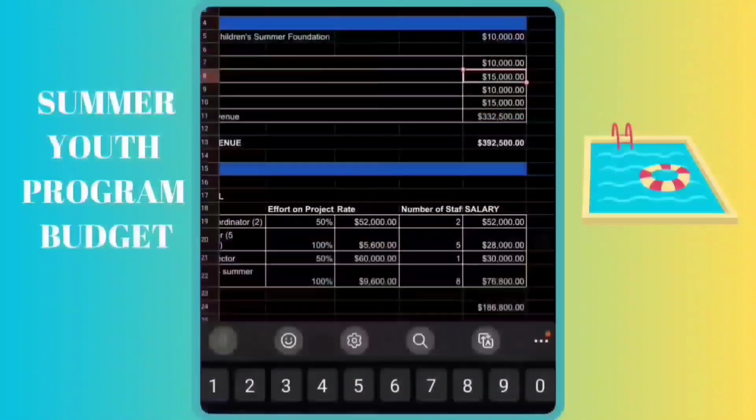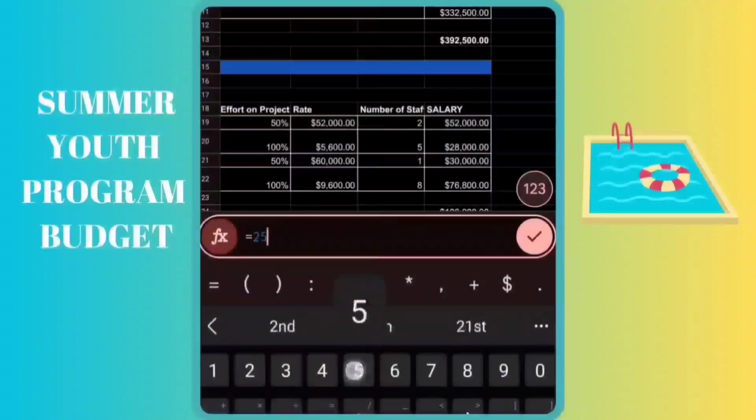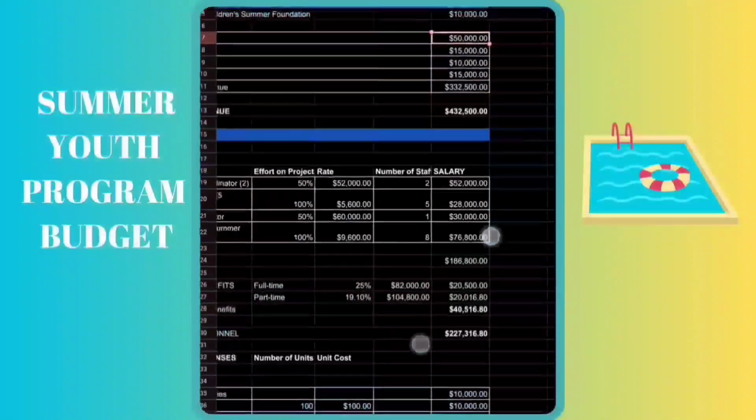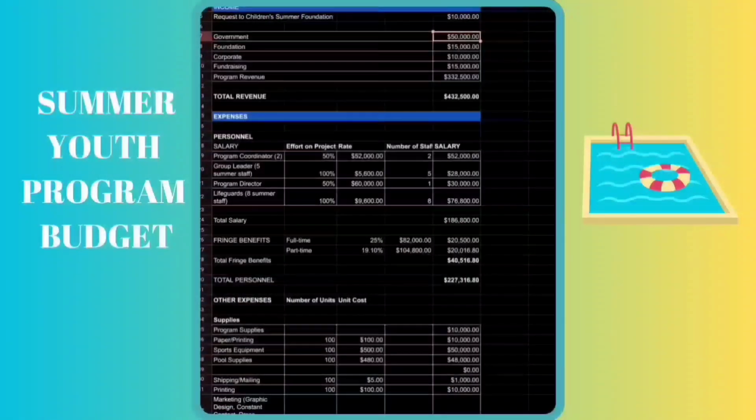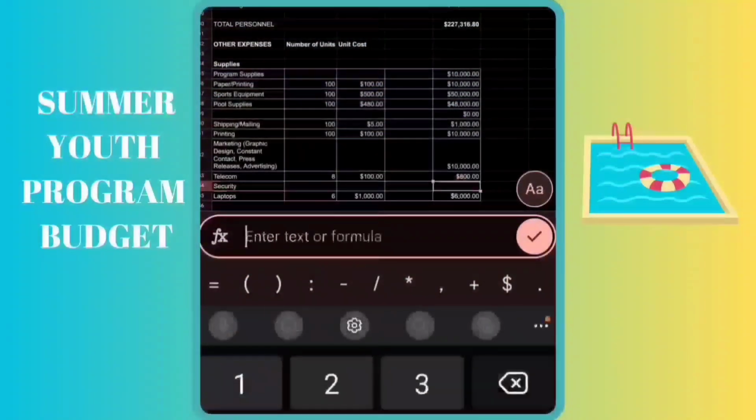But now, because we've added the fringe benefits, we have to add more income, more revenue again, because our expenses have gone up. We realize that we have to pay for all of the personnel costs.